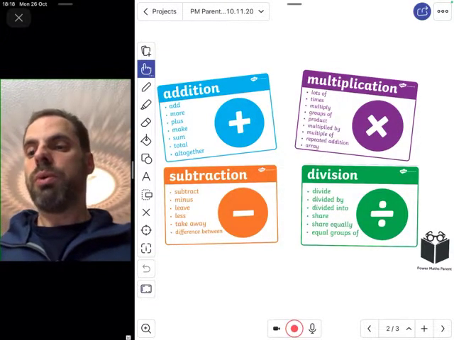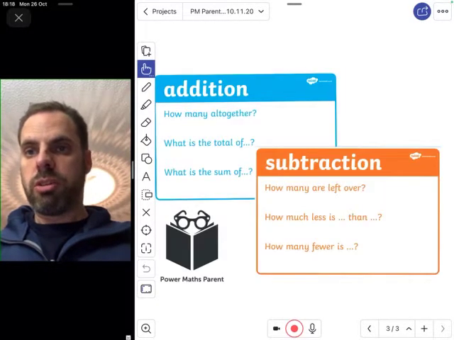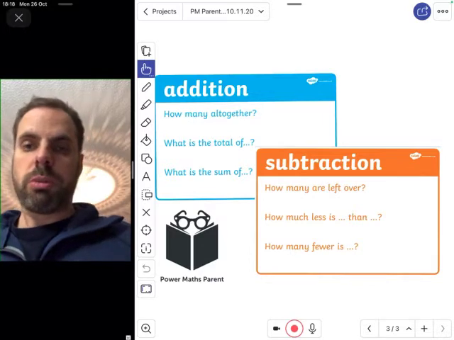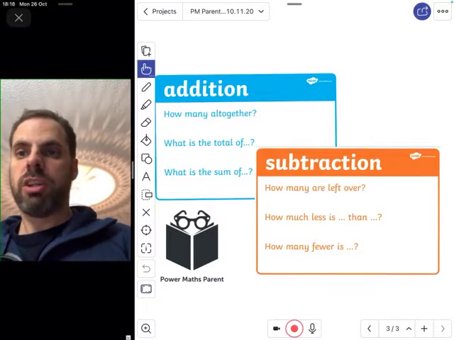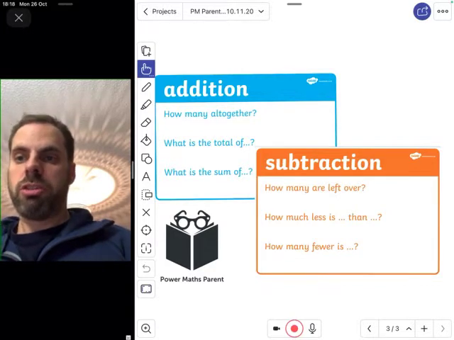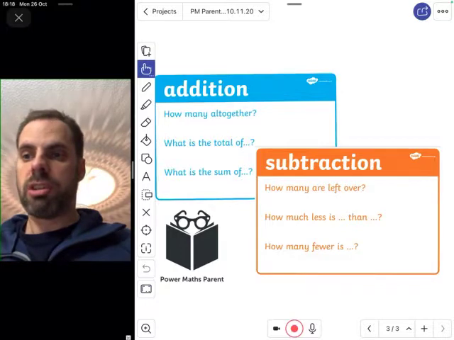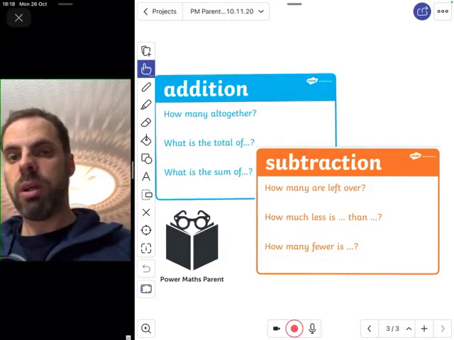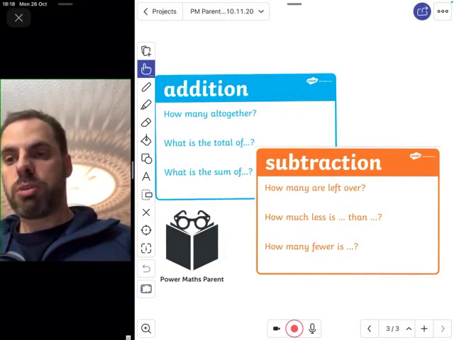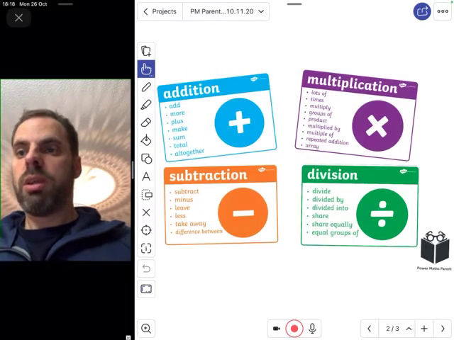And just then, for this week's purposes, addition and subtraction, these are some of the sentences that may come up with addition. How many altogether? What is the total? What is the sum? Subtraction: how many are left over? How much less is, or how many fewer? What is the difference between? There are lots of different sentences and they come back to these.